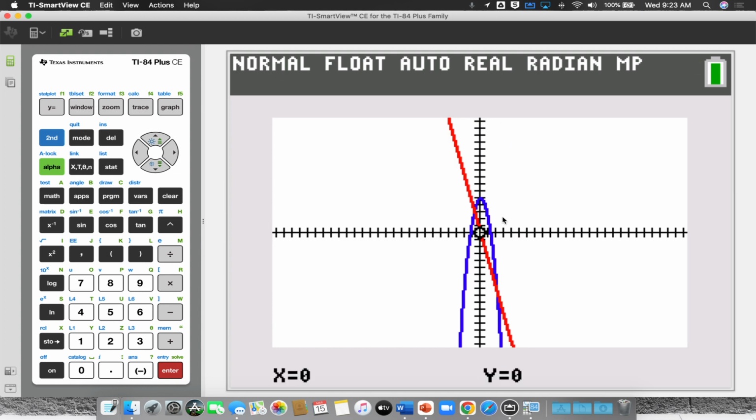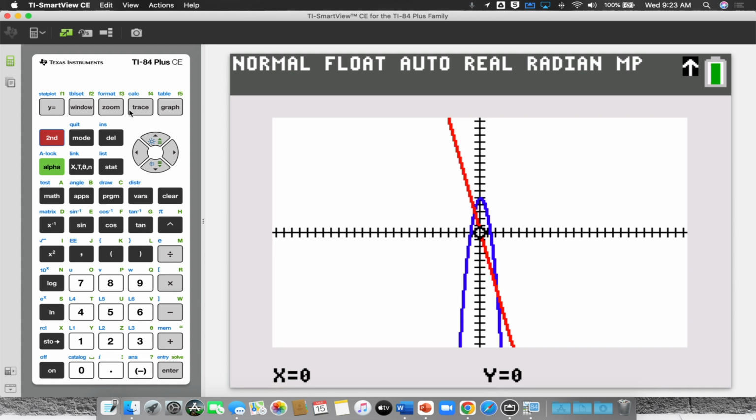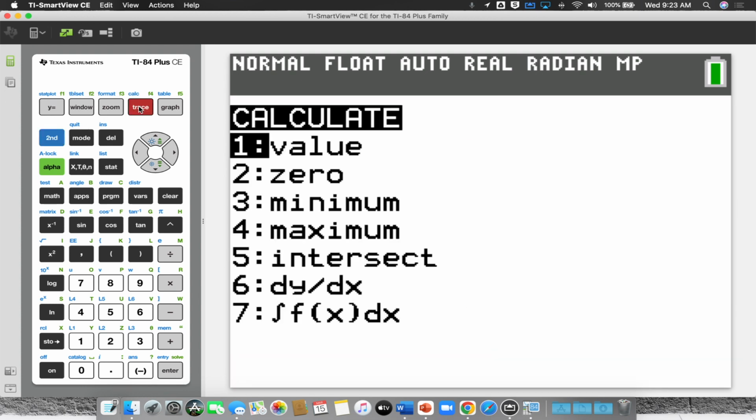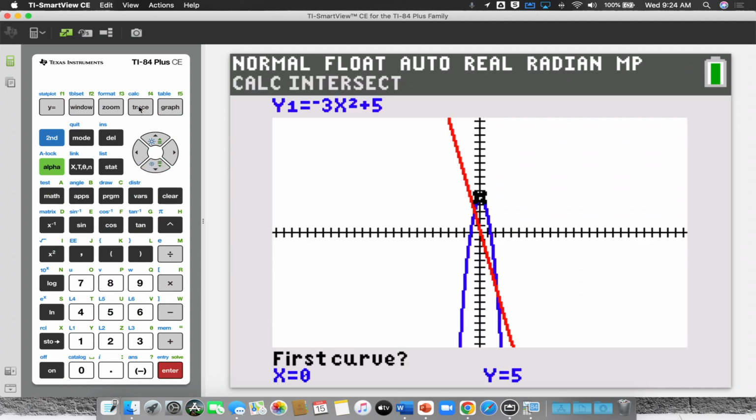Okay. Now I need to find the intersection of the red and the blue. There's two spots where it intersects. I need to find both of them. So second trace, which is calculate. I want to calculate intersection. Where's the first curve? Where's the second curve? And then where's your best guess as to where they intersect?